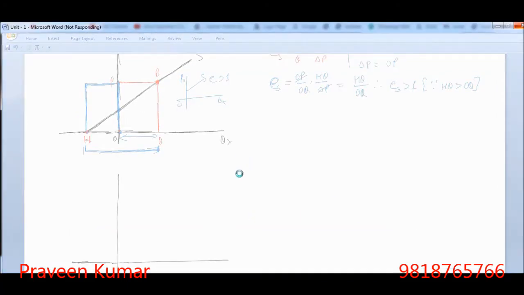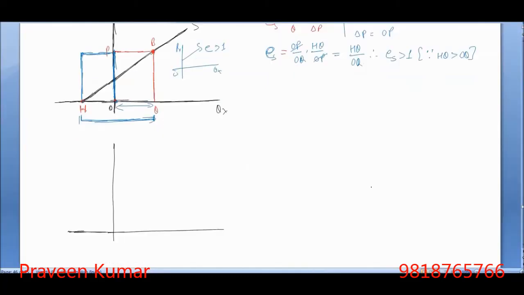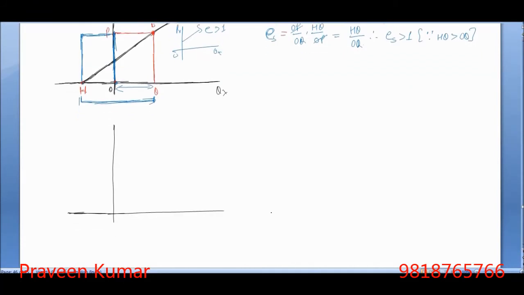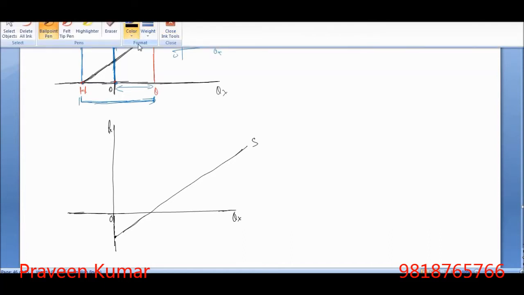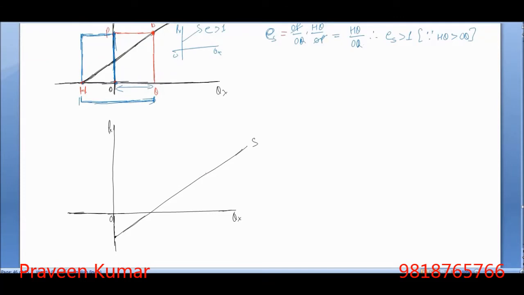Hold on, I think my system is getting hanged. This is the origin point, and this is the quantity, and this is the price axis. Let's have the supply curve, something like this, which starts from the horizontal axis, sorry, and let's try to determine the elasticity at point C.